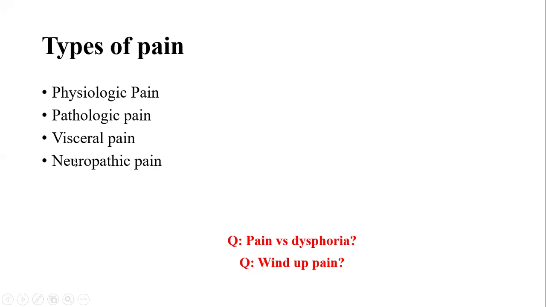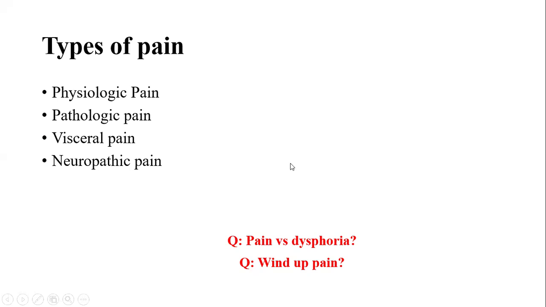Okay. Then the next pain is the neuropathic pain. This is a type of very severe pain, which is because of nerve damage. Whenever there is nerve damage, it will cause huge pain, and that is neuropathic pain. Got it?